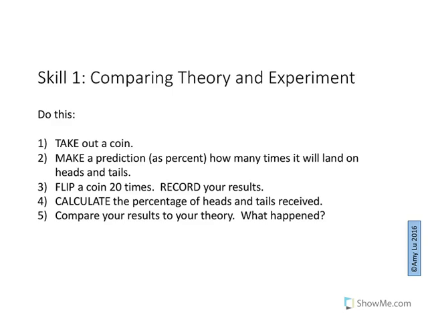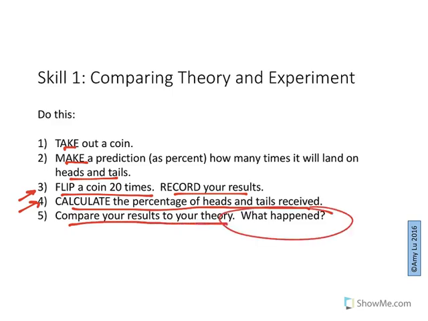So do this. Take out a coin, make a prediction in percentage of how many times it will land on heads and tails. Then I want you to flip the coin 20 times and record your results. From there, calculate the percentage of heads and tails actually received. Then compare your results to your theory, your prediction. Tell me, what happened? At this time, pause and do this little exercise.